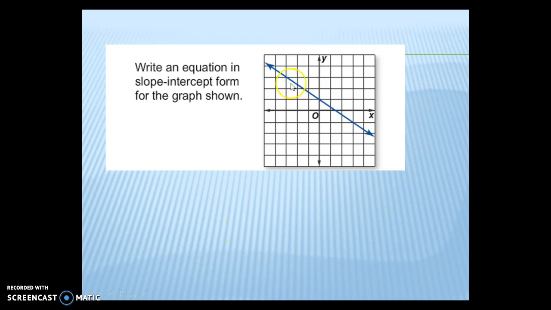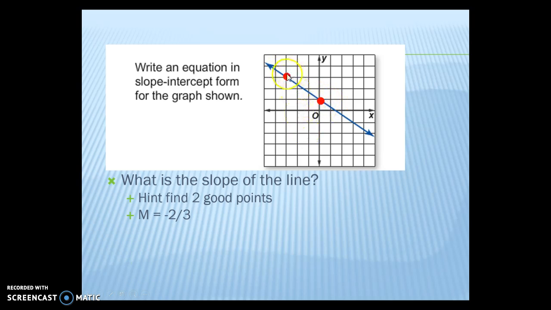All right. Now, we're looking at a graph. We're going to write an equation in slope-intercept form for the graph shown. So what's the slope of this line? I'm looking for good points. That looks like a good point to me. That looks like a good point to me. Also here. But I'm just going to use these two. All right, and so I'm looking at these 2 points, and I'm looking at a rise of -2. So down 1, 2. And then a run of forward or right 3.